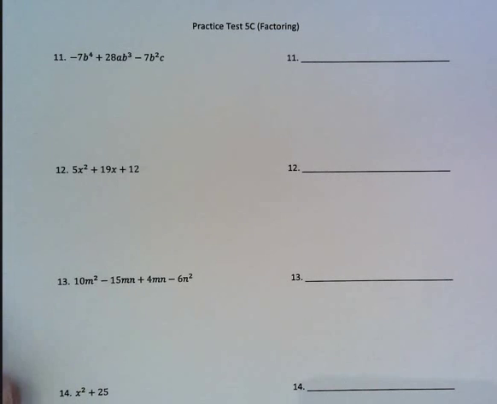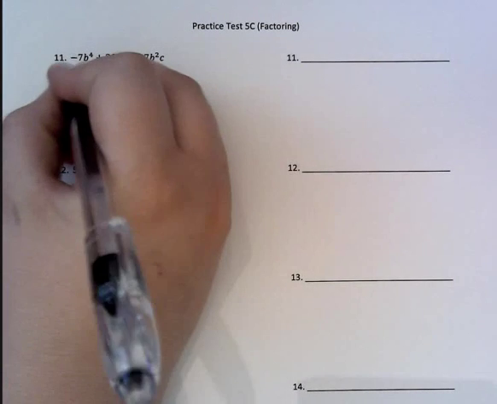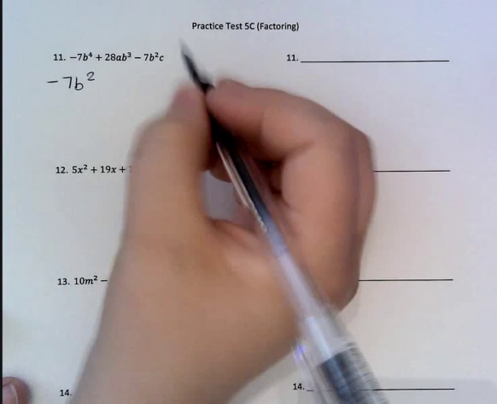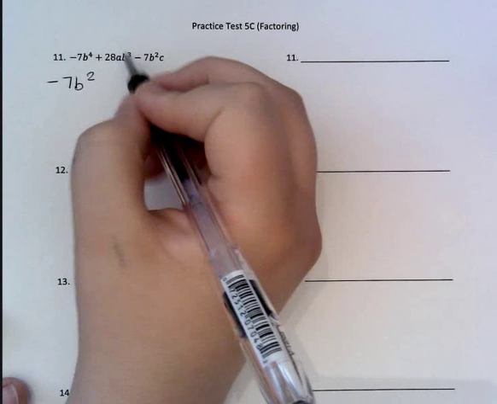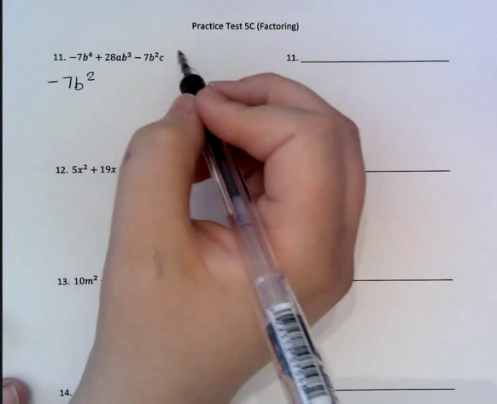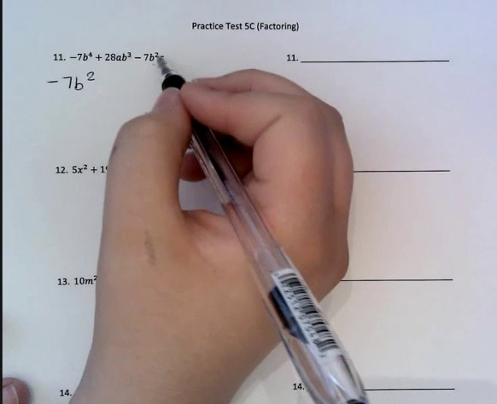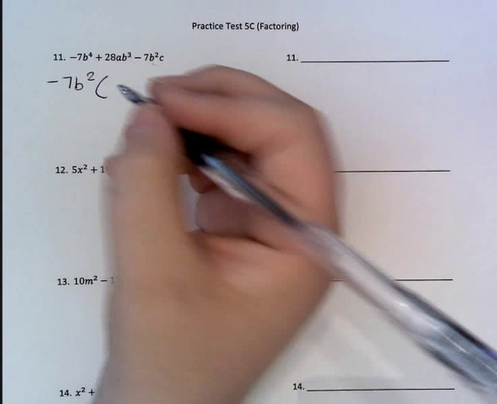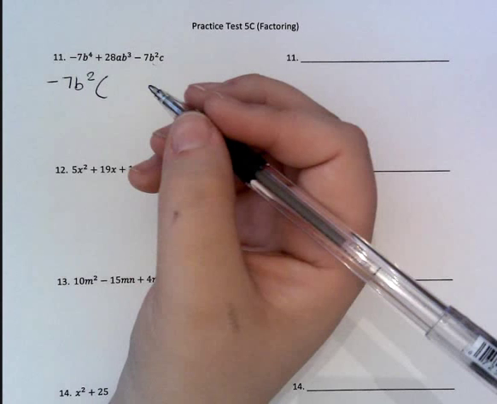Number 11, step 1 is to take out the greatest common factor. So my greatest common factor here would be -7b squared. Can't take out any a's because this is the only term that has a's. You can't take out any c's because this is the only term that has c's. So now you divide each of those terms by a -7b squared.